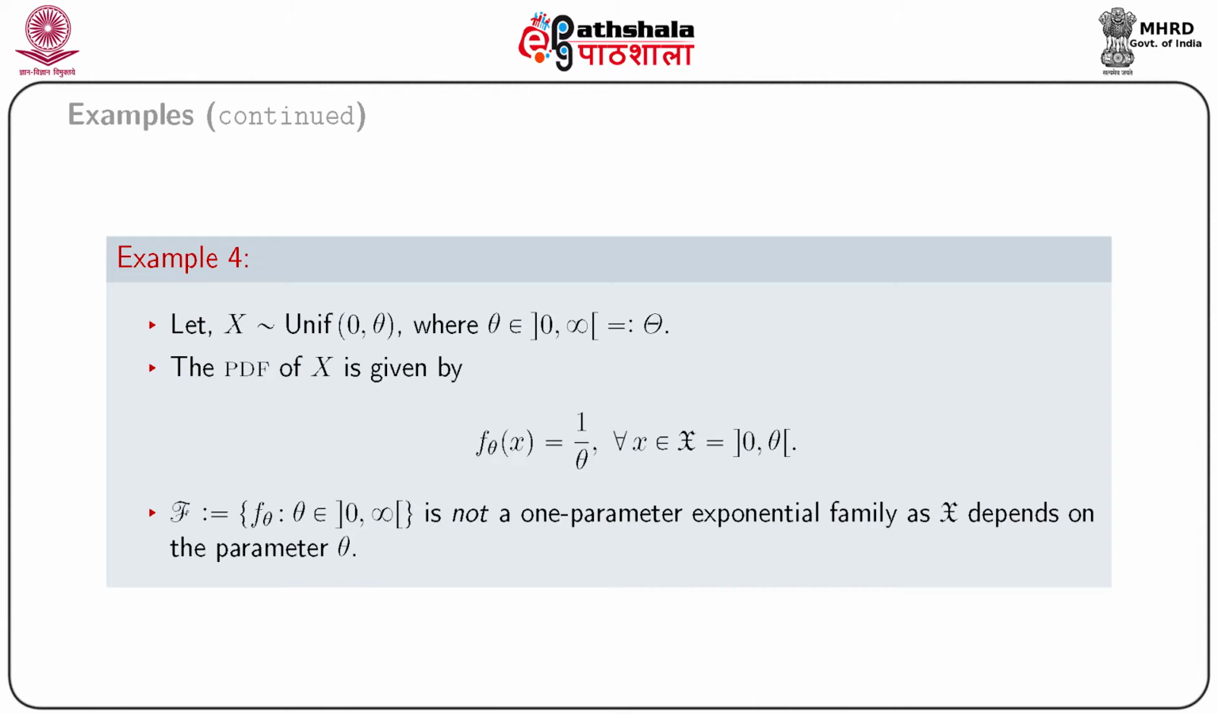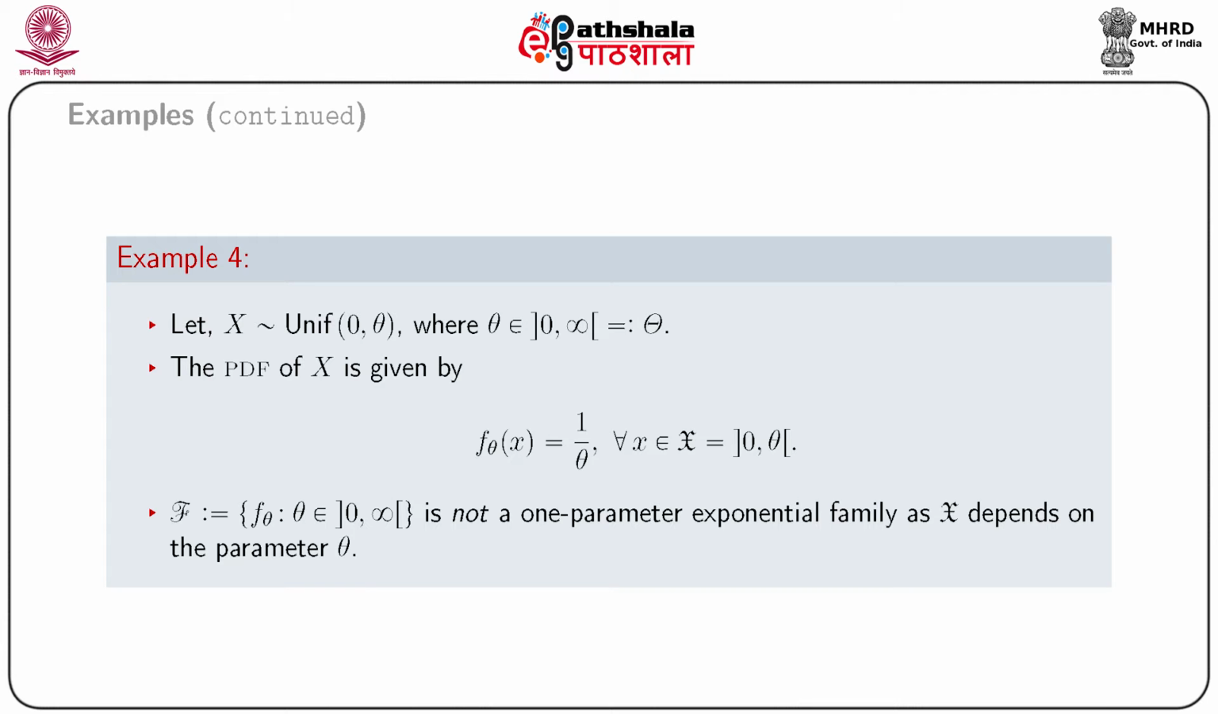Next, we consider another example. Suppose x follows normal with mean theta and variance theta square where theta greater than 0. Then the PDF of x is given by f theta x equals 1 by theta root 2 pi into e to the power minus half x minus theta whole square divided by theta square.